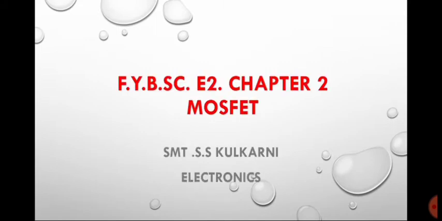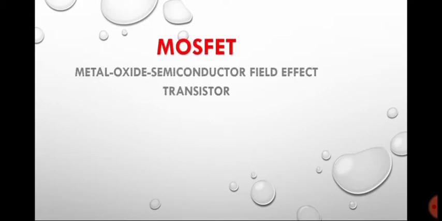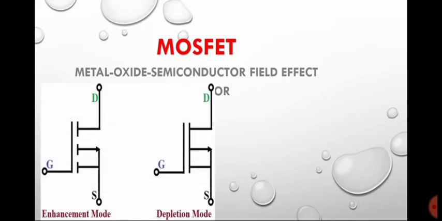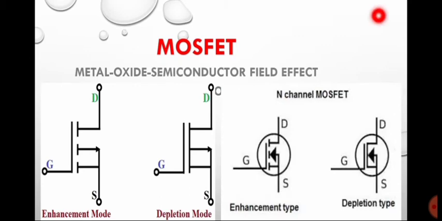Hello student, in this video I am going to explain the new topic, and that is MOSFET. So let us start with the symbol. MOSFET means metal oxide semiconductor field effect transistor. A transistor can be formed using these elements, hence it is known as metal oxide semiconductor field effect transistor. So this shows you the symbol of MOSFET.